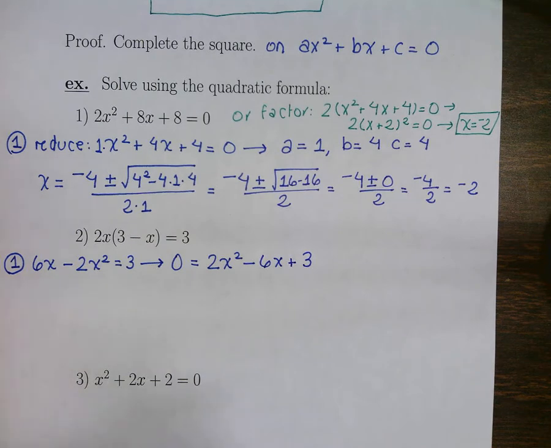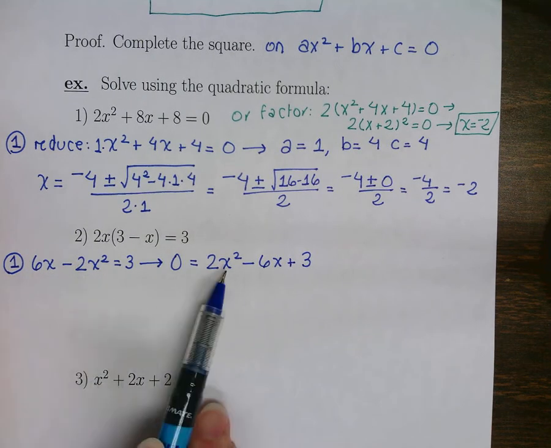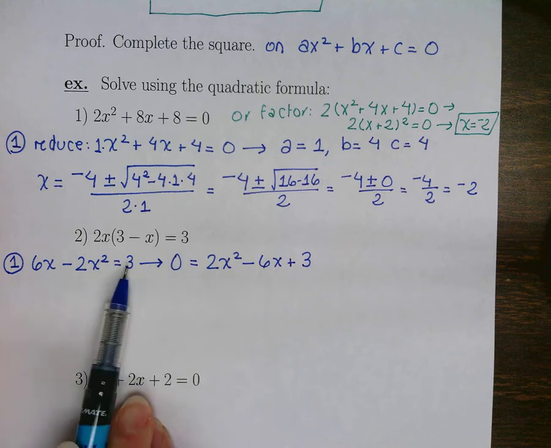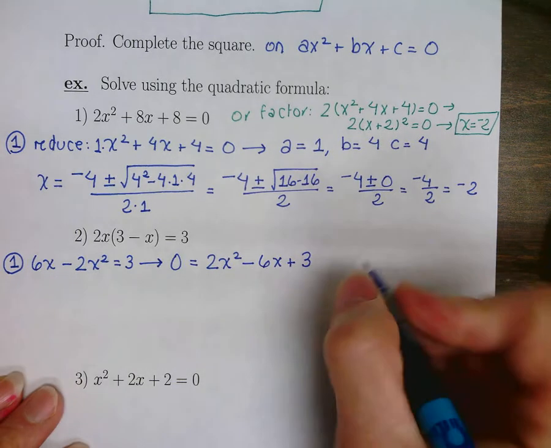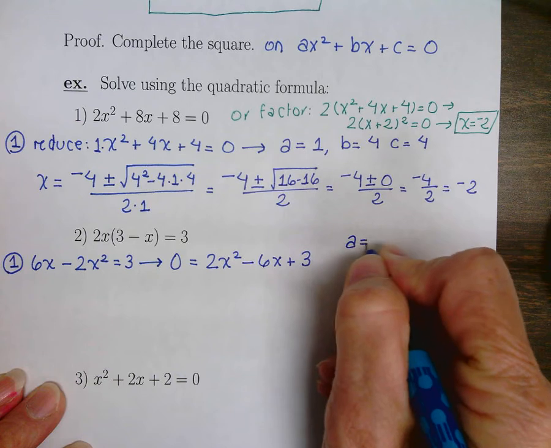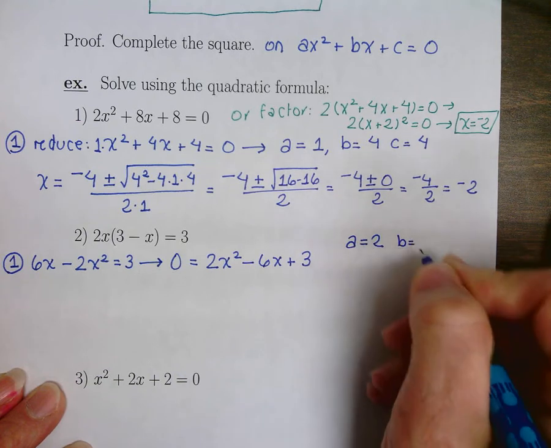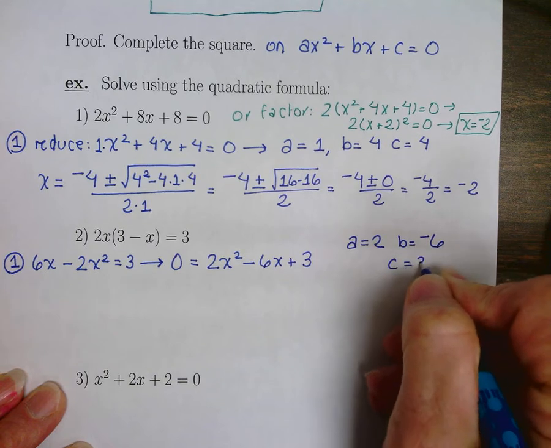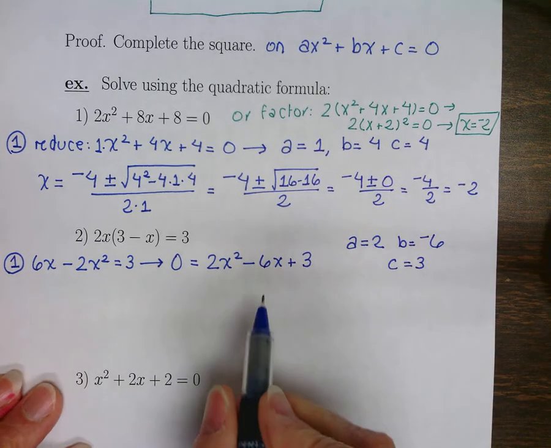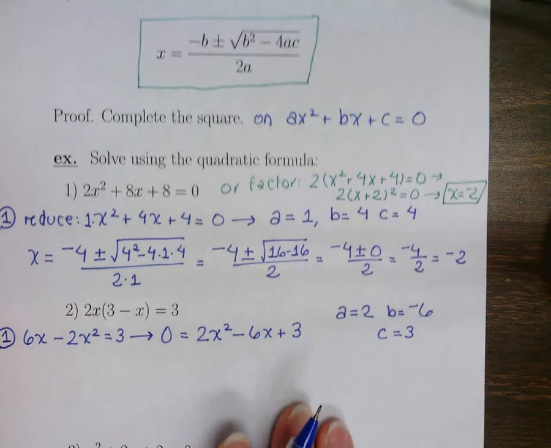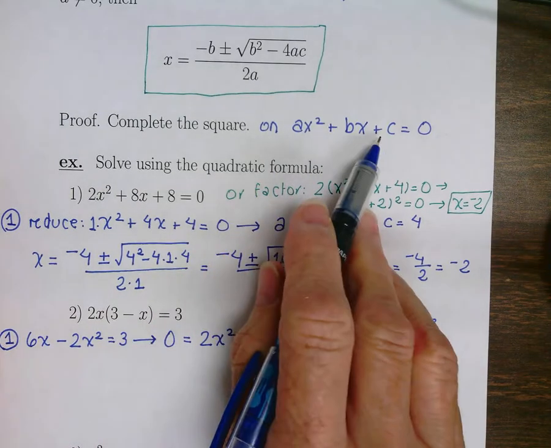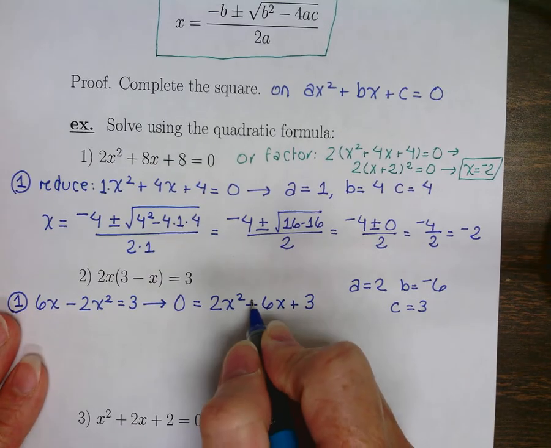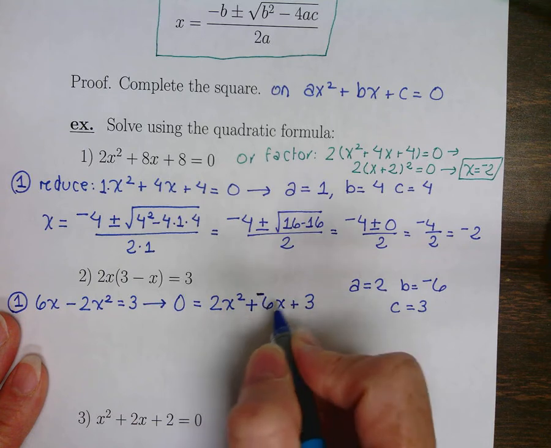Okay, does everyone follow what I did? Plus 2x squared minus 6x, and I already had plus 3. So now I know that my a is 2, my b is negative 6, and my c is 3. Why is b negative 6? Because the original formula has plus. It's plus b, so I want to think of this as plus negative 6.